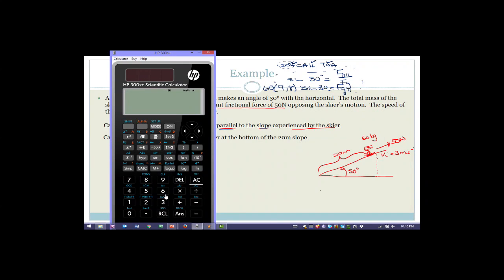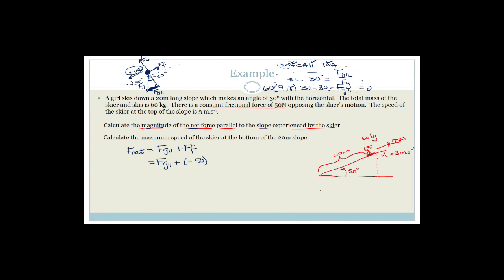So we can go 60 times 9.8 times sine of 30, close bracket, equals 294. So this is equal to 294 newtons. So what is that saying? It's saying that on the skier, there is a force down the hill of 294 newtons due to the force of gravity, FG parallel. And there's a force up, which is 50.